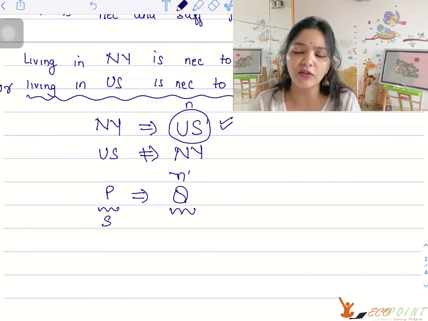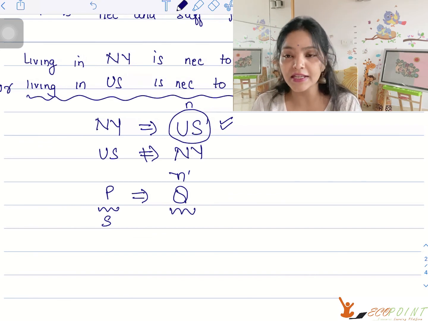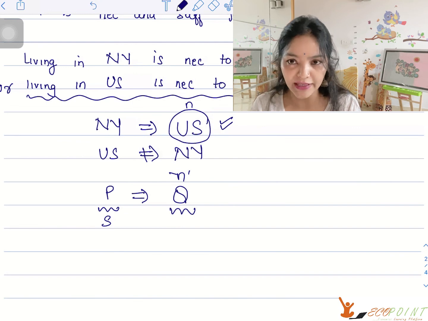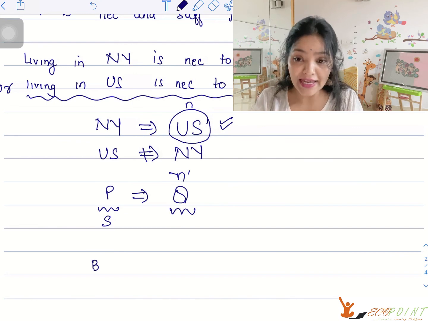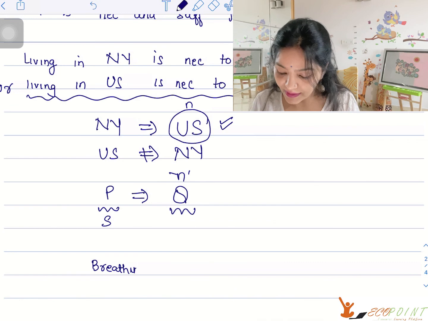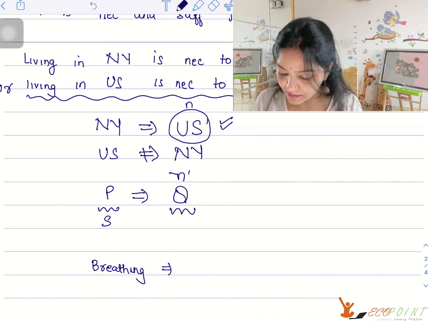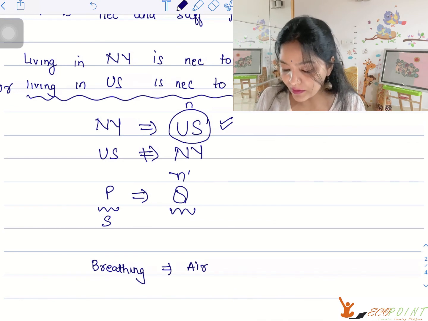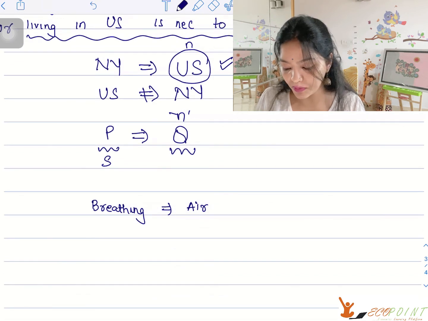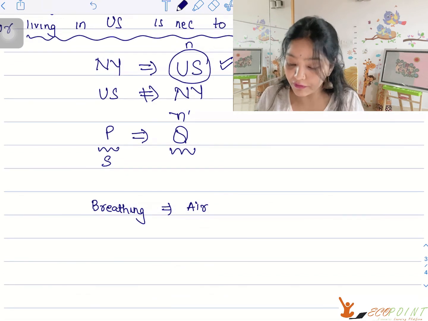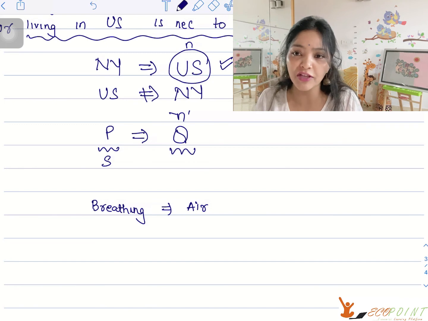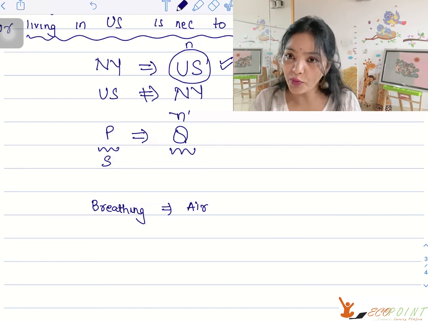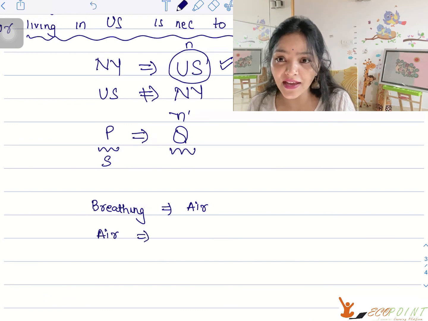I'll give you another general example. Air is necessary for us to breathe, right? Or to be living. I need air to breathe, to live, right? So air is necessary. That means if I'm breathing, that automatically implies that there must be air. If there's no air in the atmosphere, I won't be able to breathe or to live, right? So breathing implies there is air.